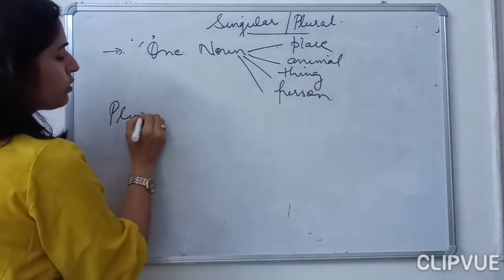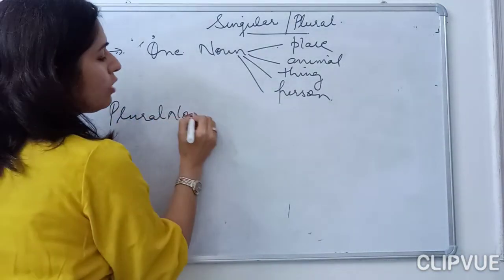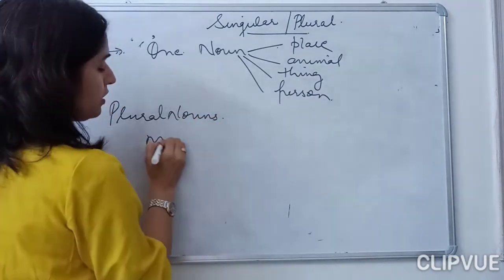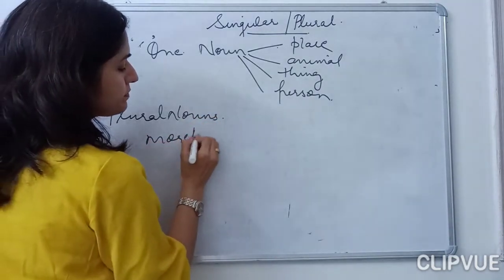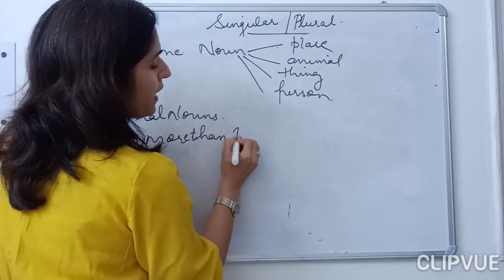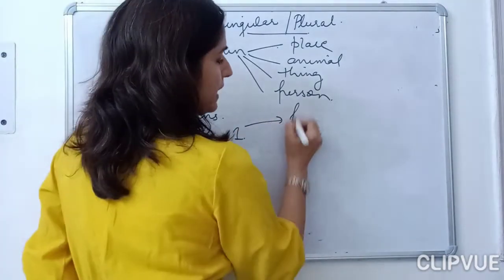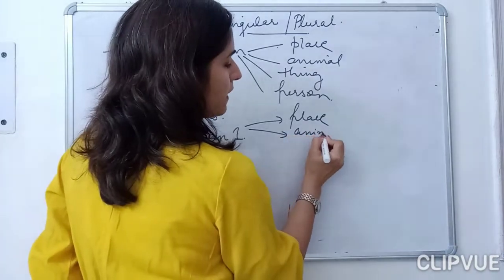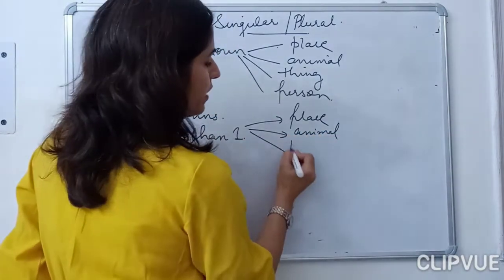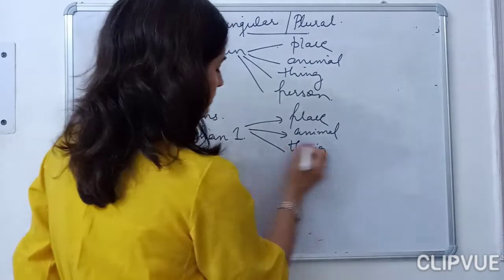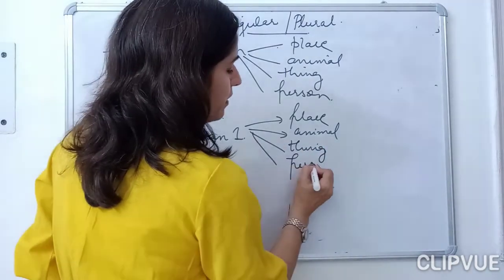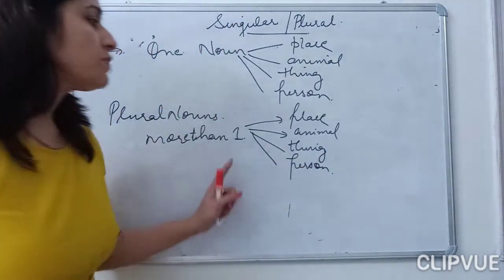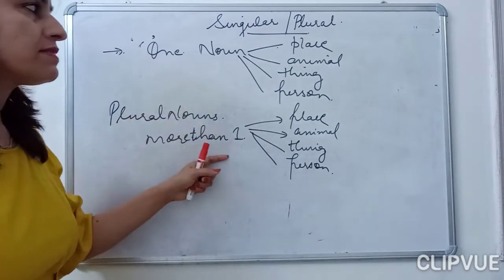The same goes with the plural, children. What does plural noun mean, children? Plural noun means when I am talking about more than one place, more than one animal, more than one thing, or more than one person. So this is my singular and this is my plural.